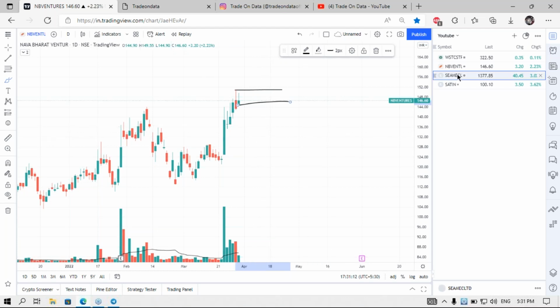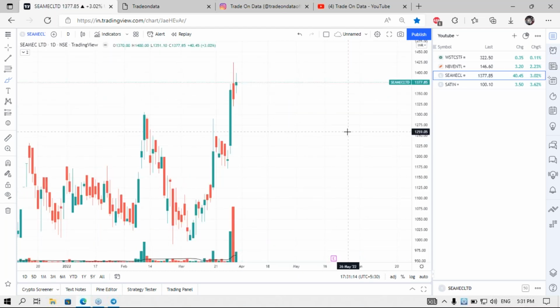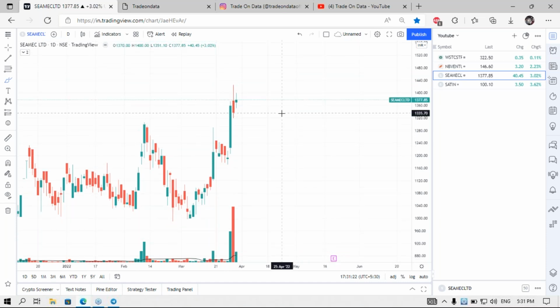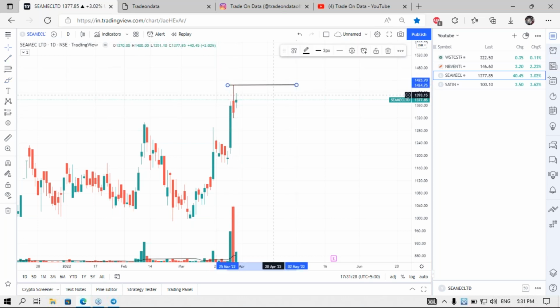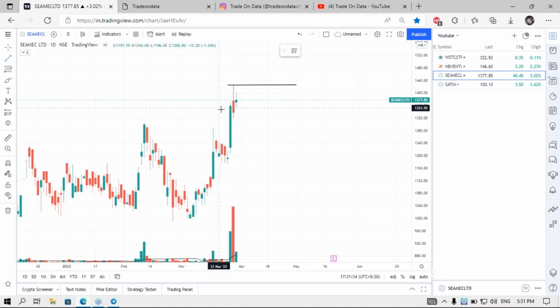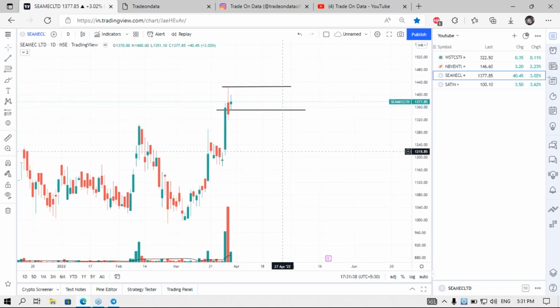And then what do we have? CMAC Limited. The next stock which is looking good to me is CMAC Limited. We have a buy above 1425 in CMAC Limited, and the stop loss is going to be 1350. So there is 75 points of risk, but you can easily get up to 5% in the particular stock.